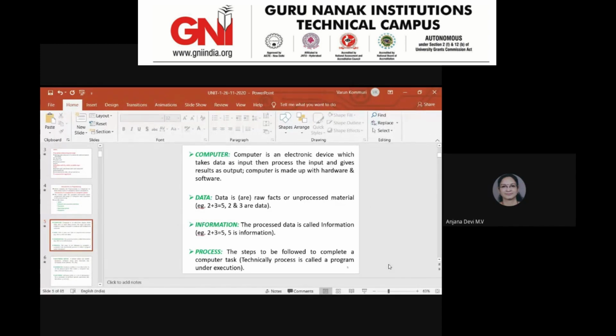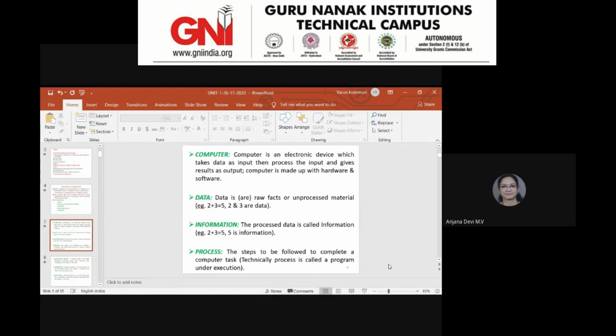After processing that data, or after applying arithmetic operations on that data, you will get the result as information. So what is data? Unprocessed material is data. What is information? Processed data is called information. Here, 2 and 3 are the data, and 5 is the information, right?